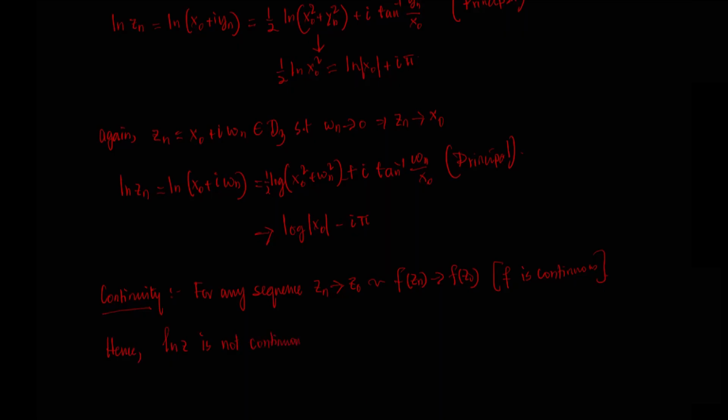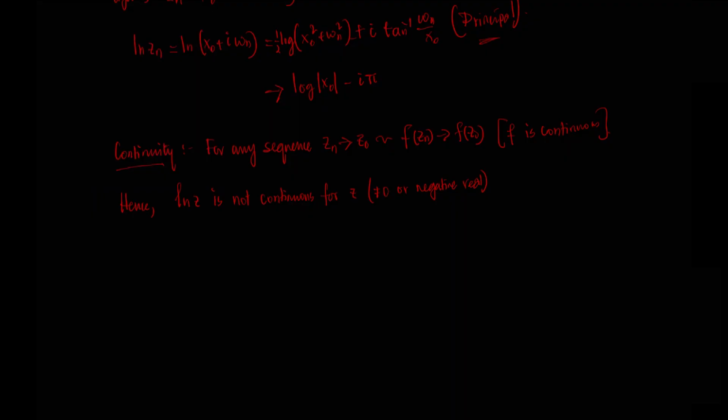I did it for just the principal log, but you can just take any other log. So basically, you can take plus 2 pi or minus 2 pi, it doesn't matter. You take from any other point, this is going to be the exact same thing. So log Z is not continuous for Z, of course, not equal to 0 or negative real. Okay, fine. So I hope this is clear.